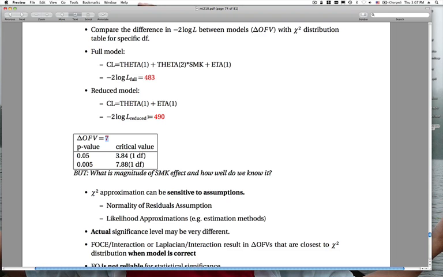But even if you could determine the statistical significance of the smoking effect, what good is that? What you really want to know, and what you're going to have to inform your development team or to describe in the drug label, is what is the magnitude of the smoking effect? How much is clearance changed in smokers? And how well do you know that? Is that precisely defined? Is it something that needs to be studied in more detail? And that's something that can't be answered by a simple likelihood ratio test p-value. What you could do instead is to estimate that effect and determine a confidence interval around the smoking effect.